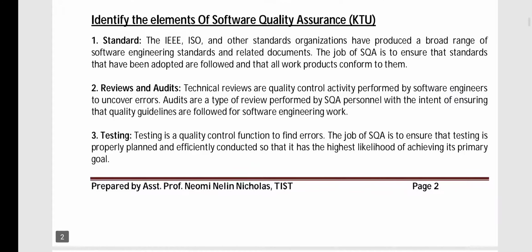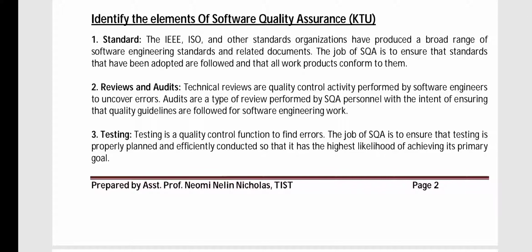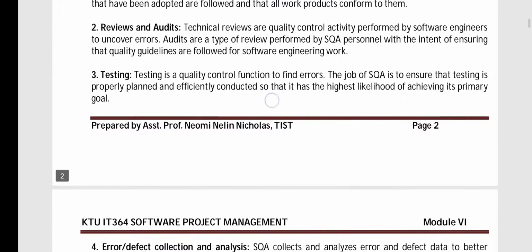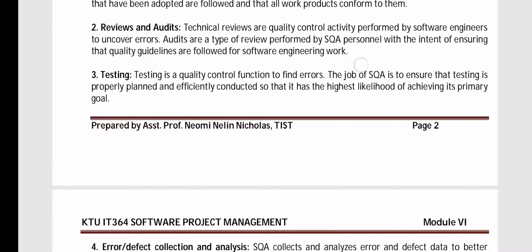Now, the elements of software quality assurance, it is a KTU question. Mainly it is the standard. The IEEE and ISO standards are there, and the job of the SQA is to ensure that the standards have been adopted, and that whatever standards are adopted are followed in all the work products. Next is reviews and audits, an inevitable element. The SQA personnel have to perform audits, and it ensures that the quality guidelines are being followed in the software engineering work.